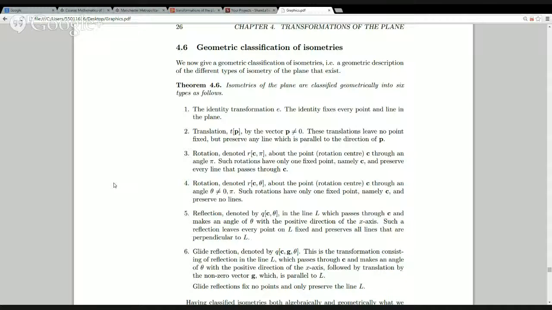So glide reflections don't fix any points. Every point moves to a new position, and it also changes every line except the line of reflection itself. This line of reflection, which is called L here in item 6, that whole line is preserved, because the line doesn't move at all under reflection, and then when you shift it by the translation vector g, you're just shifting the line along its length. As a whole geometric object, it's still the same line. Okay?